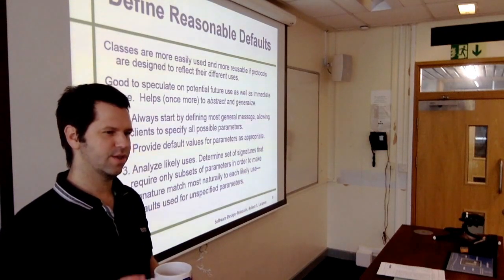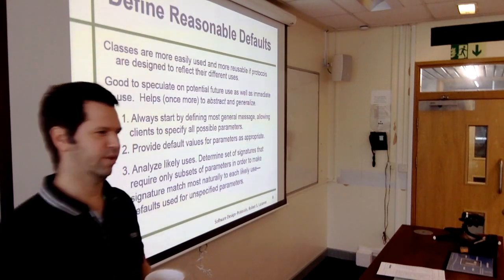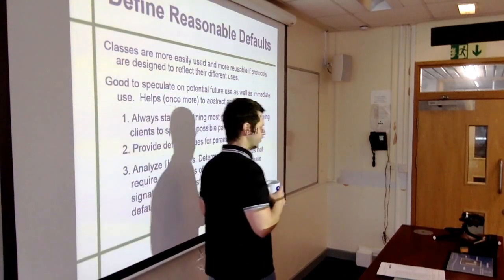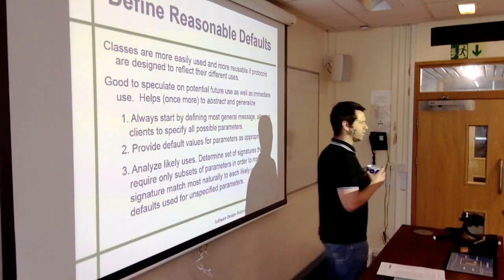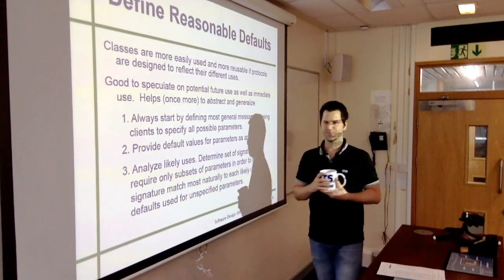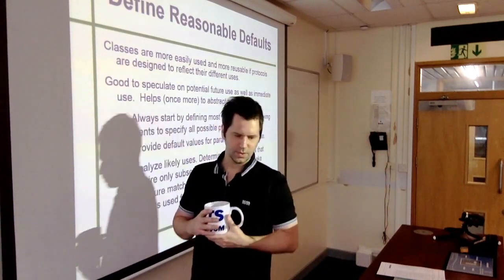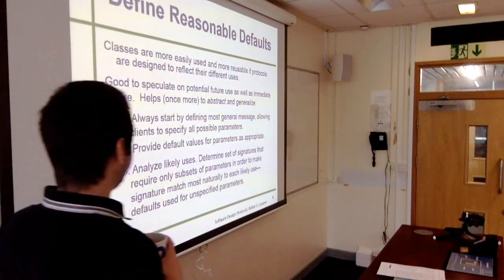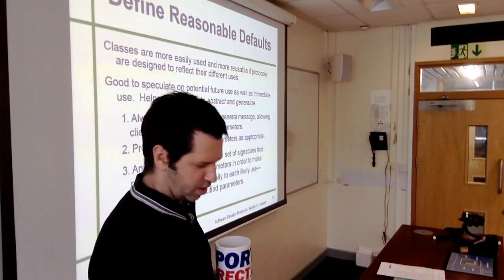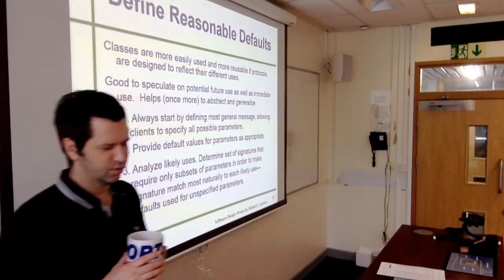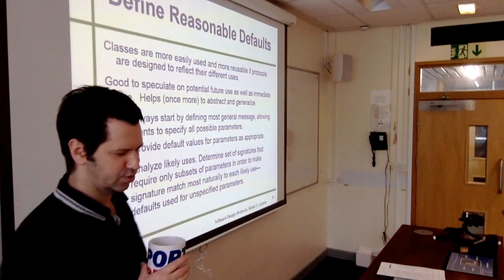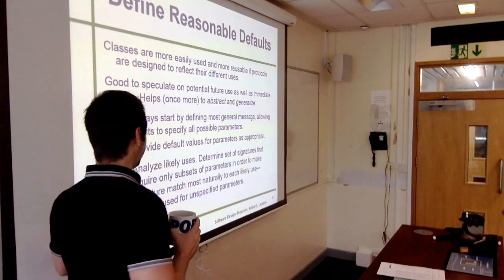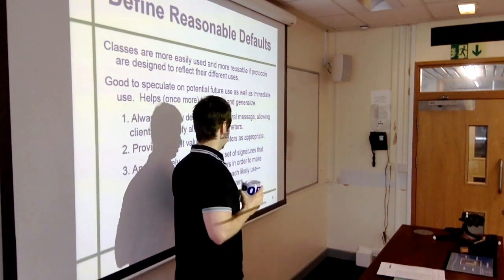That's why in this module we think carefully about our default values, and we know how important they are because they have tremendous consequences. So we analyze likely uses of each method, and we determine a set of signatures that require only subsets of parameters in order to make the signature match most naturally to each likely use. And defaults are used on unspecified parameters.